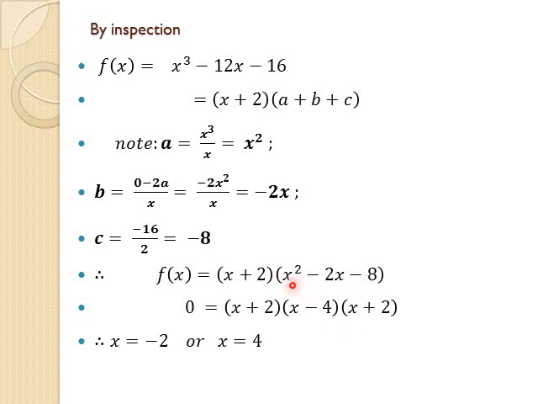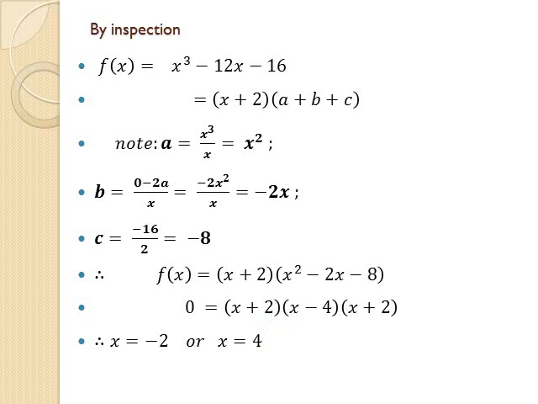If I factorize further, x times x gives me x squared. Negative 4 times 2 gives me negative 8. But minus 4x plus 2x gives me negative 2x. Therefore, my factors: x plus 2 equal to 0, x equal negative 2, or x equal 4.